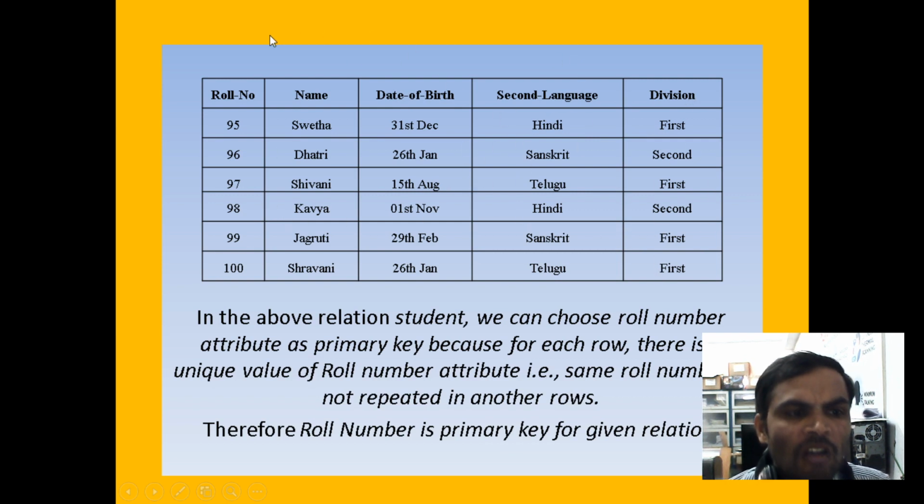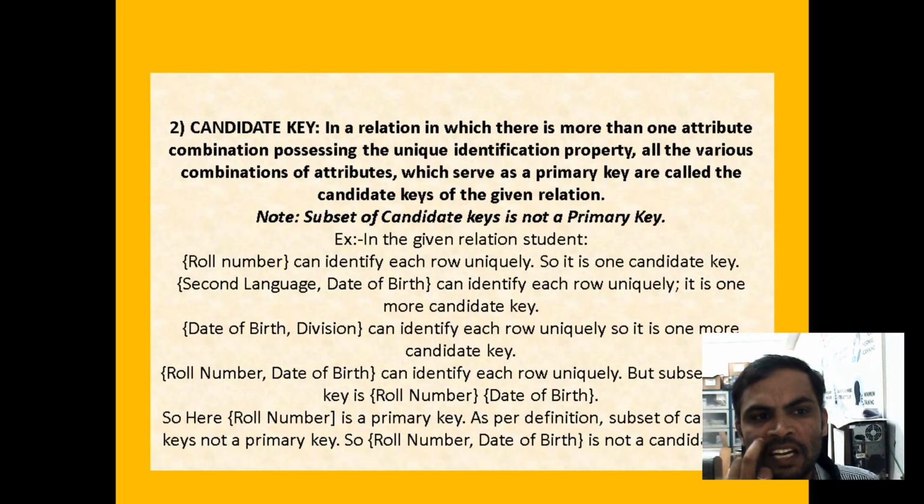Among the columns, the roll number only we define as the primary key. A primary key means uniqueness should be there: no duplicate values, no null values. Now coming to the candidate key.